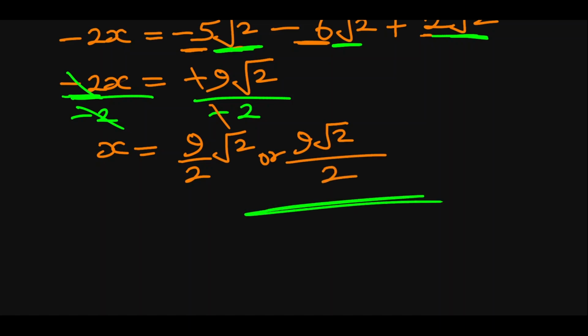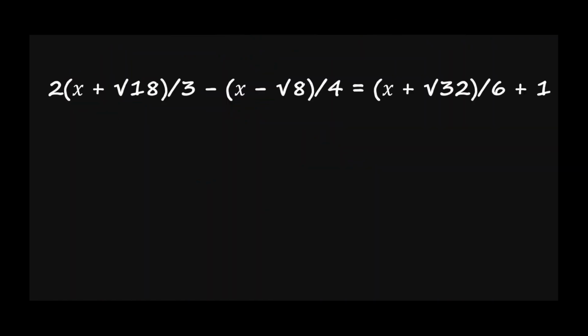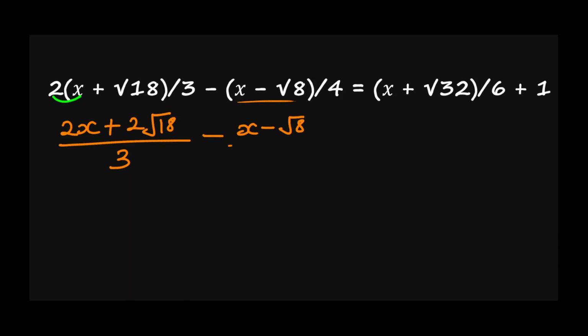Now let's take one more, the final example, before we look at the try exercises. For this one, as you can see, there are brackets and we want to take away the brackets first to make the equation easier for us to solve and see what we are doing. So we use the distributive law for these ones. This gives us 2x plus 2 root 18 over 3 minus, there is nothing to expand here, so we'll just put it like that, x minus root 8 over 4, equal to, same thing on this side, x plus root 32 over 6, then plus 1.